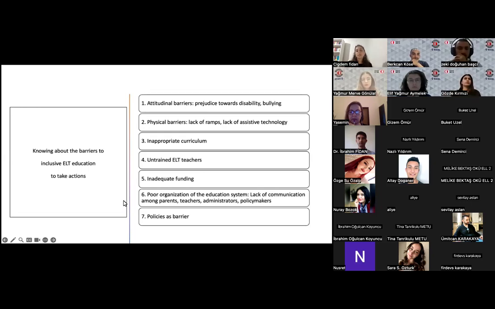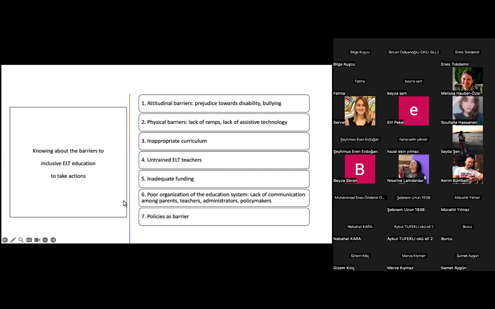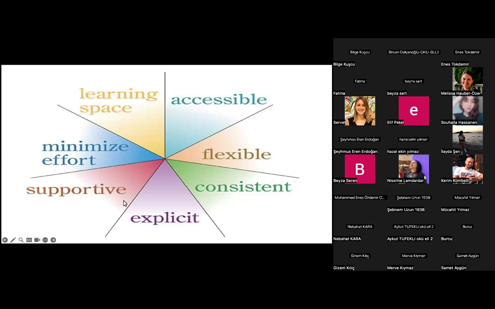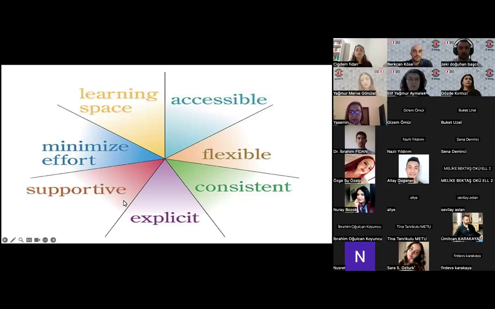And I think this is the biggest barrier in creating an inclusive ELT environment. And policies, right? So learning space, accessibility, flexibility, consistency, being explicit, supportive. These are all really important components to be able to create an inclusive ELT classroom and minimizing effort for ELT teachers. So teachers shouldn't find teaching English to students with disabilities as an overburdening process.